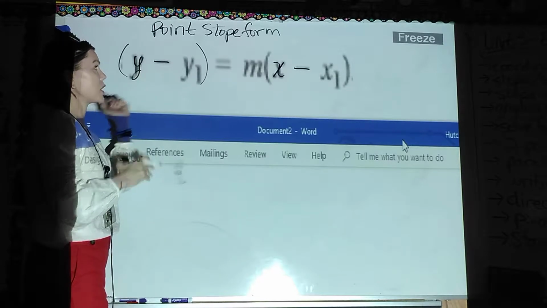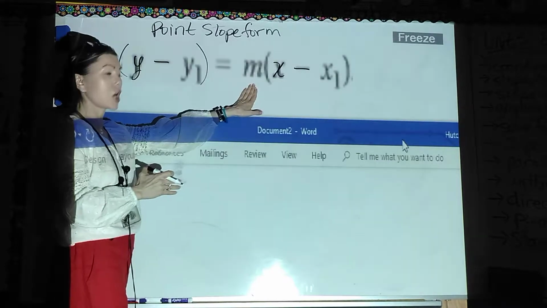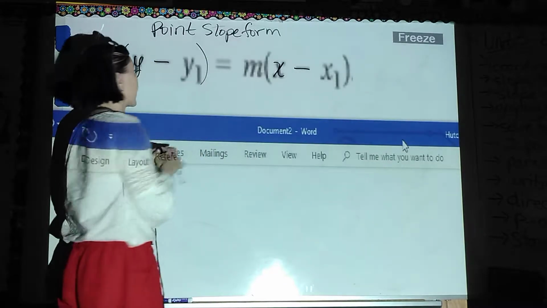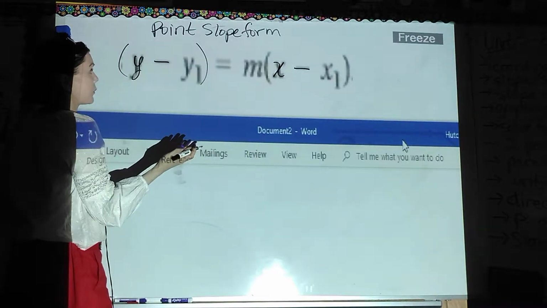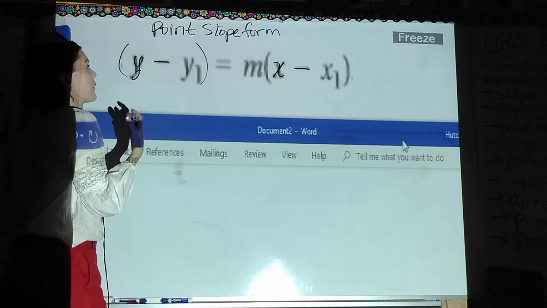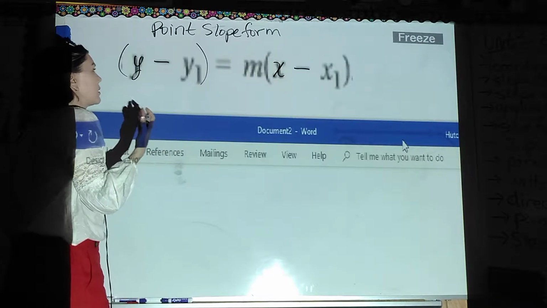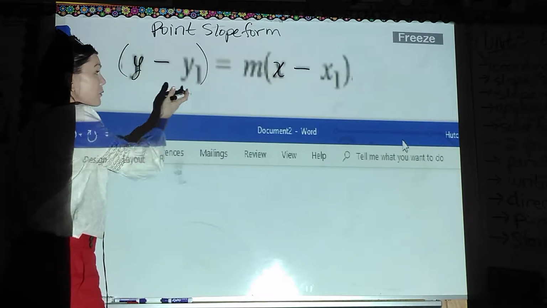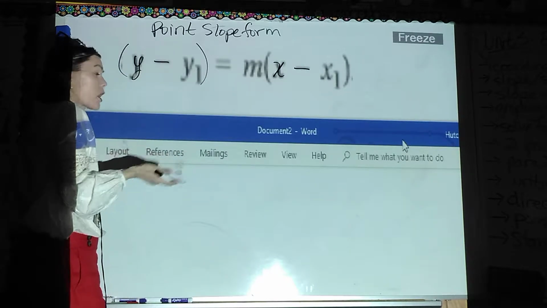But you will most likely have to fill in the slope, and then one of the points that they give you. So anyway, this is our point-slope form. You don't have to memorize it, but you do need to know how to recognize it, and then take it from this form and solve for y, solve for slope-intercept.